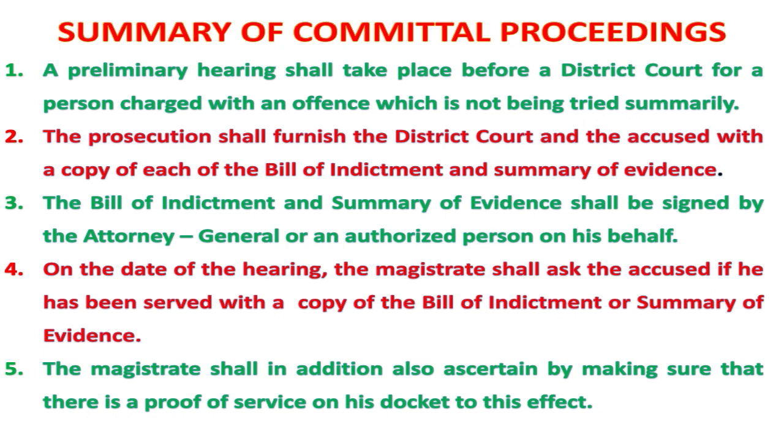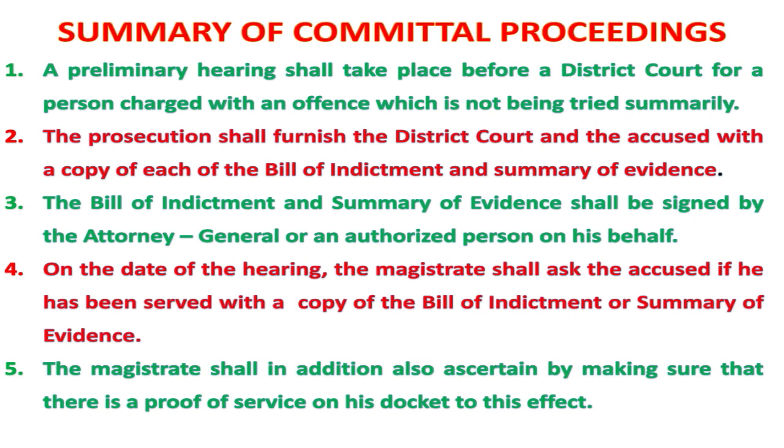First, number one, a preliminary hearing shall take place before a district court for a person charged with an offense which is not being tried summarily. Number two, the prosecution shall furnish the district court and the accused person with a copy of each of the bill of indictment and summary of evidence. Now, this bill of indictment and summary of evidence shall be signed by the Attorney General or an authorized person on his behalf.